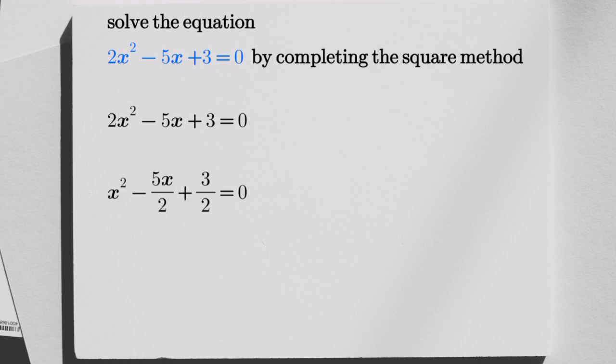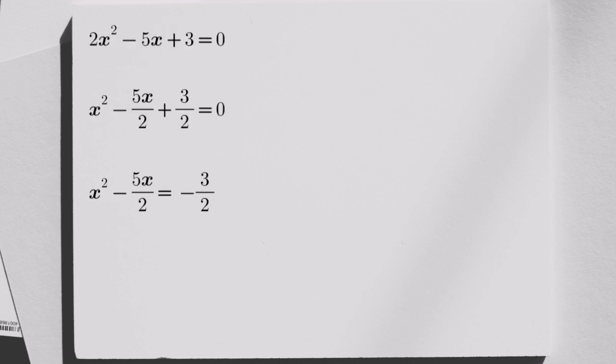Now, the next step we are taking is to take the constant, which is 3 over 2, to the other side of the equation. Or we can say we add negative 3 over 2 to both sides of the equation. So this will give us x squared minus 5x over 2 equals negative 3 over 2.